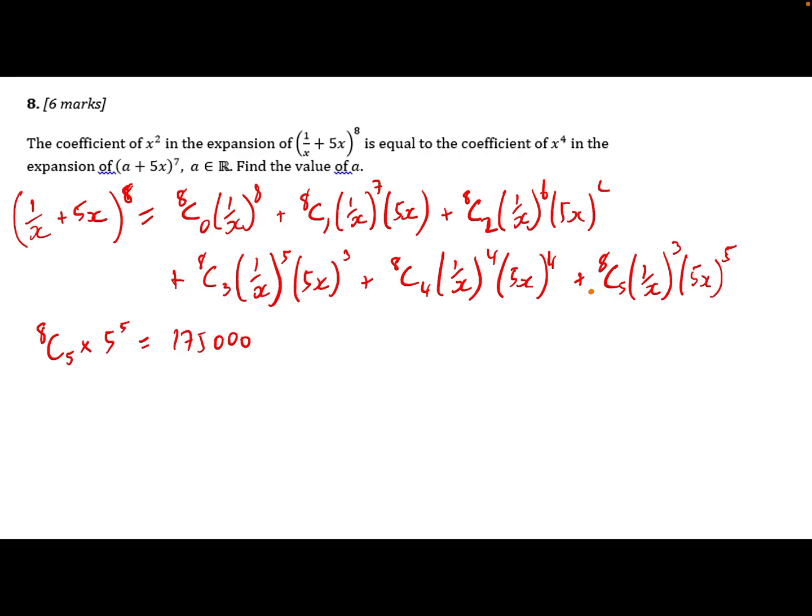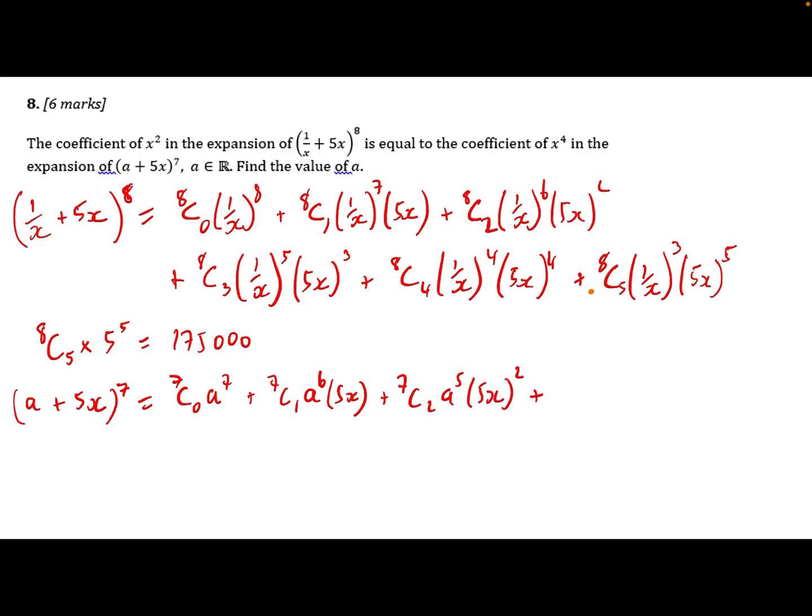Now, what about the coefficient of x to the power of 4 in the other one? Okay, again, don't be lazy. I mean, apart from anything, especially when you're revising, it's good practice to spot the patterns of what's going on. So 7 choose 0, a to the power of 7, plus 7 choose 1, a to the power of 6 times 5x, plus 7 choose 2, a to the power of 5 times 5x squared. Okay, so we can see it's not going to be this term, but the next. 7 choose 3, a to the power of 4, 5x cubed.